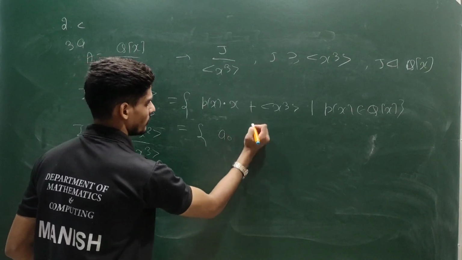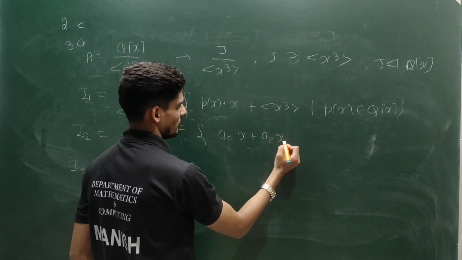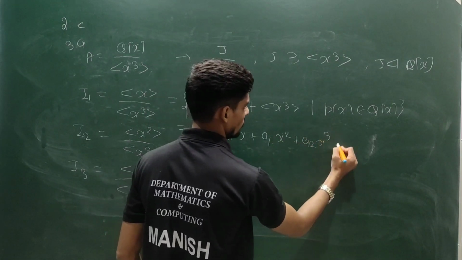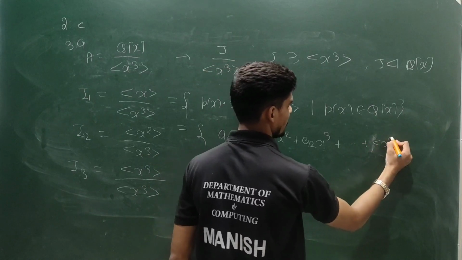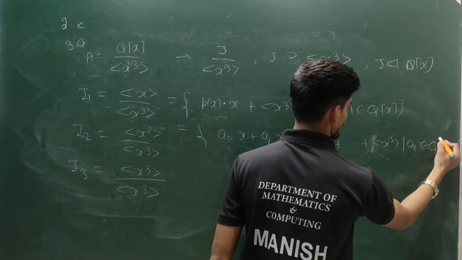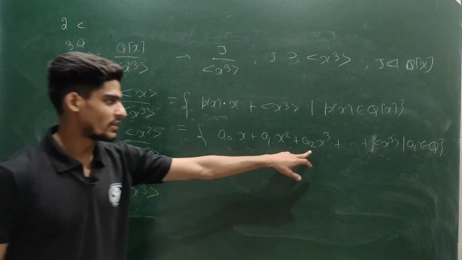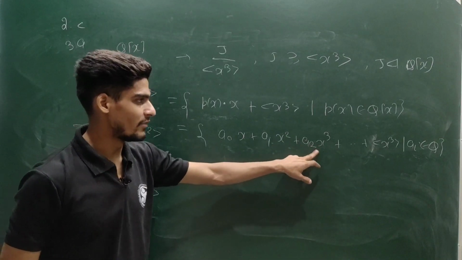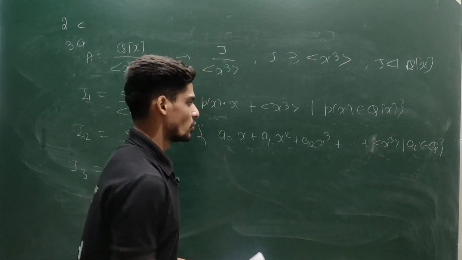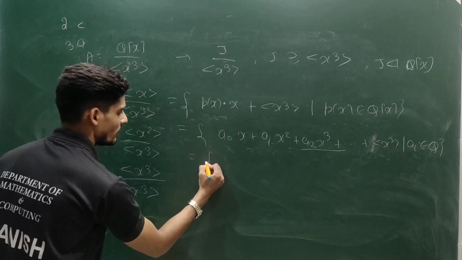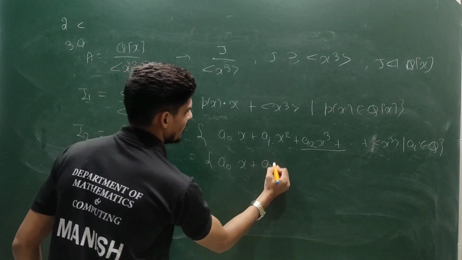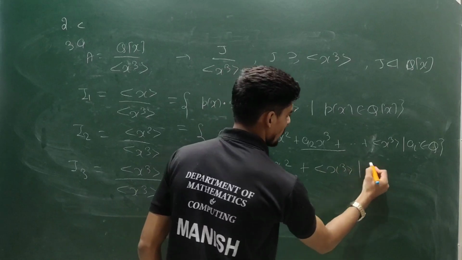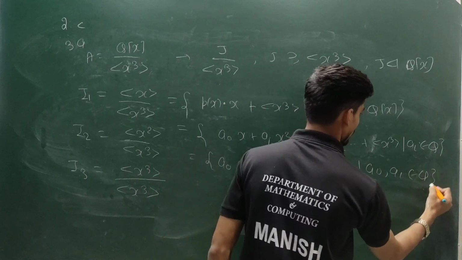a0x plus a1x square plus a2x cube plus so on, plus the ideal generated by x cube, and each ai is coming from the rationals. But observe one thing: after this term you can take x cube common out, so x cube into some polynomial, generated by some polynomial, so that will be merging in this because this is generated by x cube. So all these terms will merge here. So I will be having only a0x plus a1x square plus the ideal generated by x cube, where a0, a1 are from Q.